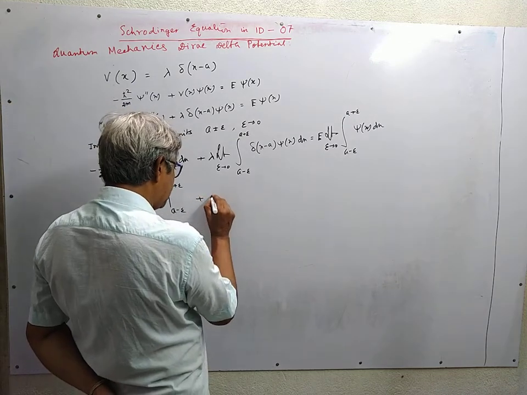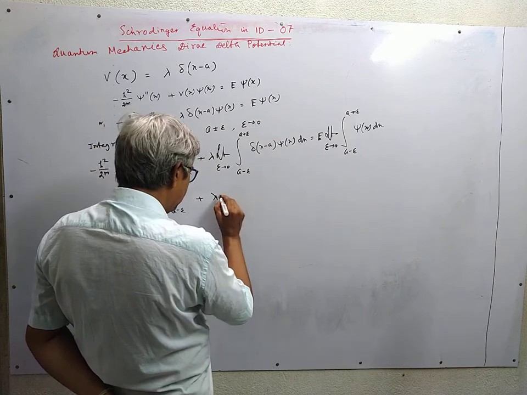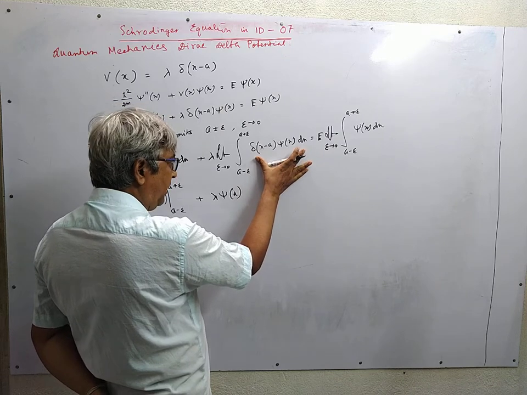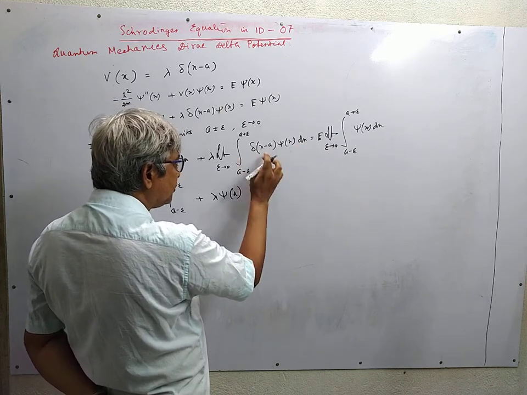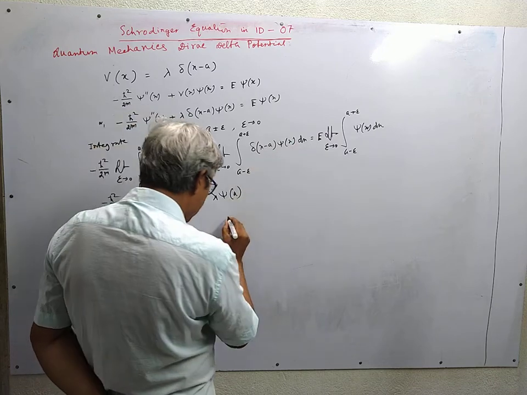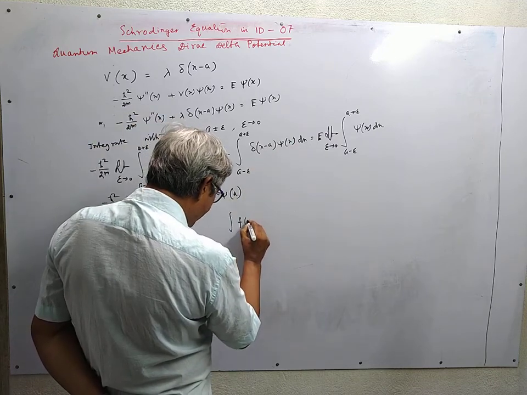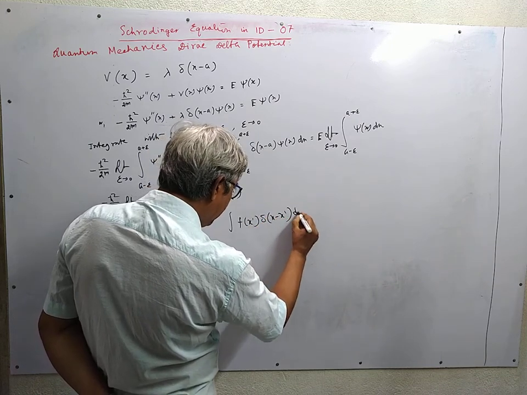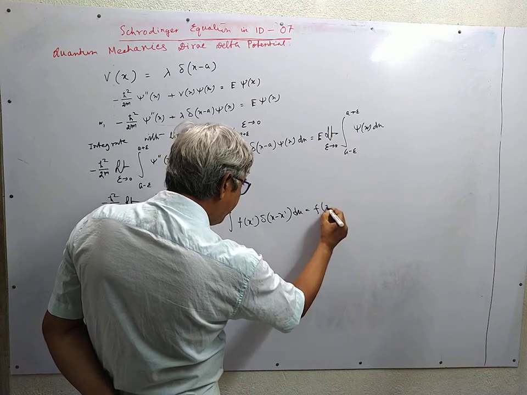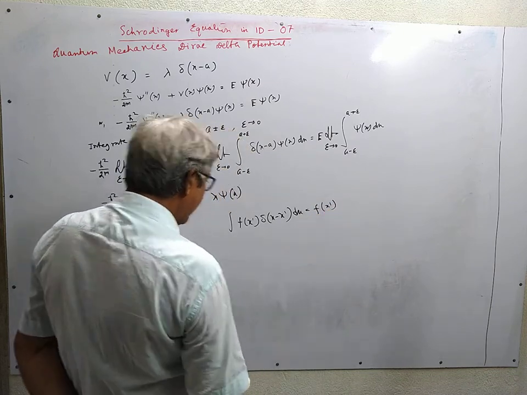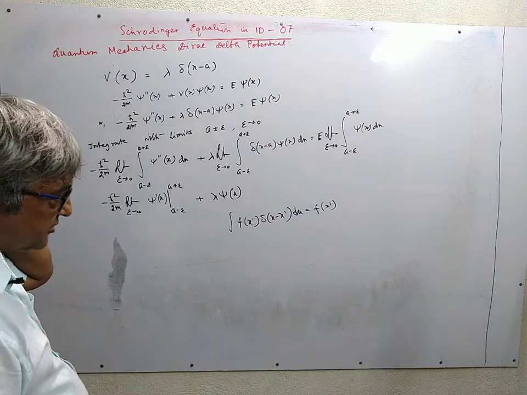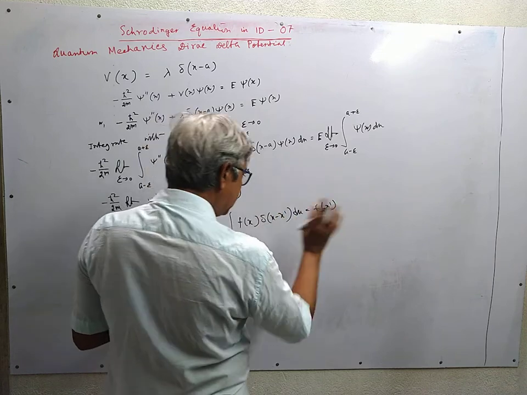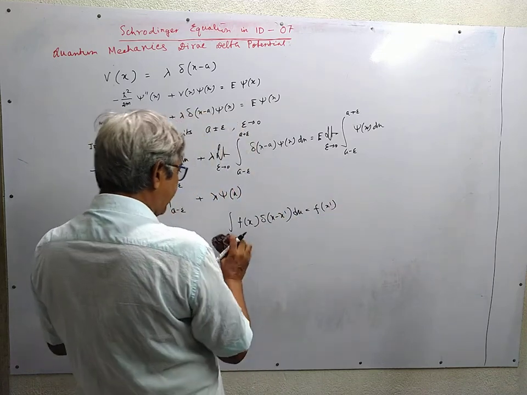This part is lambda times psi at a, because this is the property of the delta function and the integration includes x equal to a. We have used that the integral of f of x prime delta x minus x prime dx is equal to f of x prime when the integration includes x equal to x prime. This property has been used.